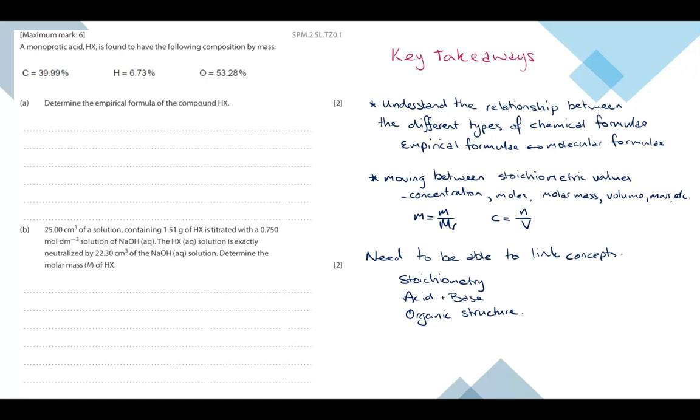You need to be able to link concepts in here. Like here we need to be able to link, in one question, organic structure, acids and bases, stoichiometry. It was really important there, right? To be able to link the concepts. And that's what happens in paper.